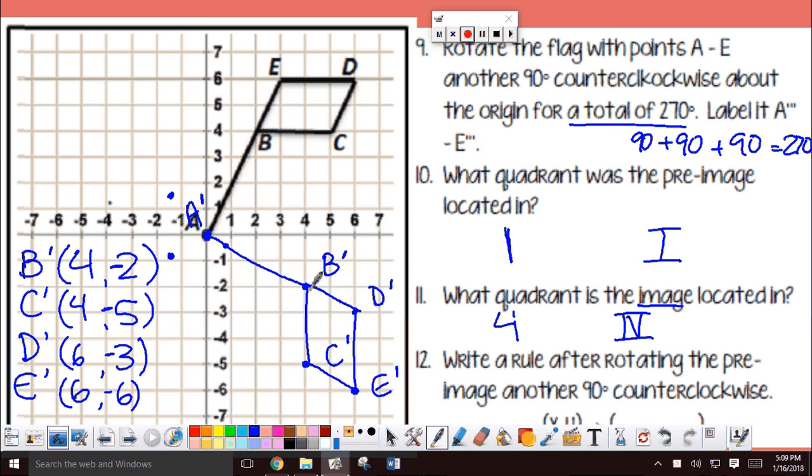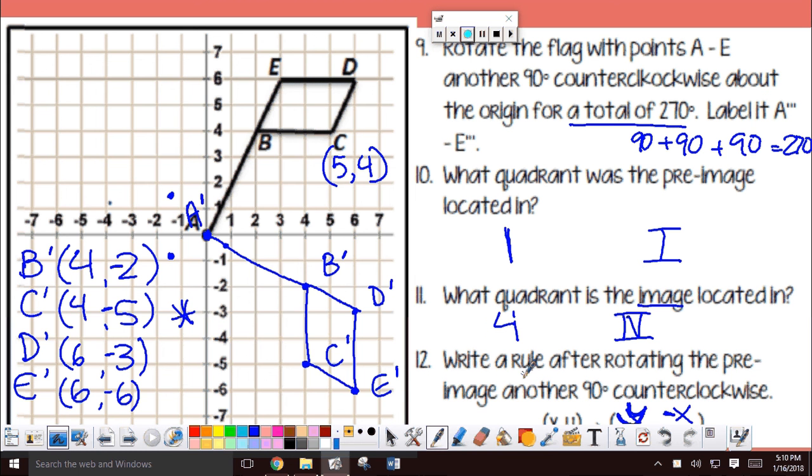So what happened to our x, y coordinates? Well, let's pick C again. 5, 4 went to 4, -5. So what happened to the x value? Well, the x value was 5, and the x value became the y value, and it became negative, and then the y value became the x value, so we have now the y value right here.